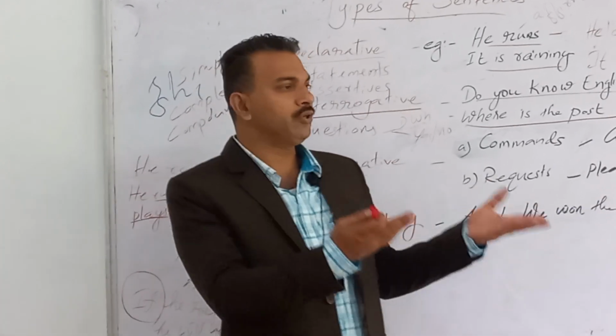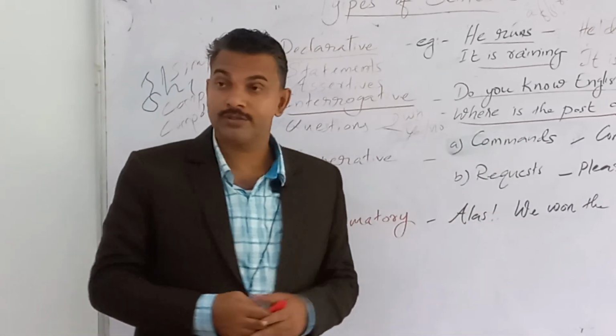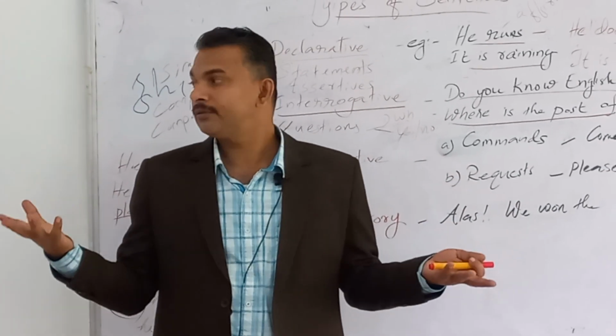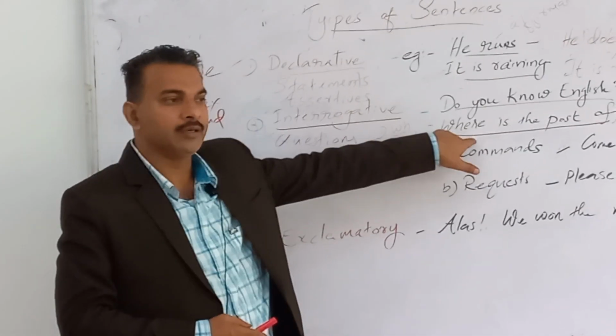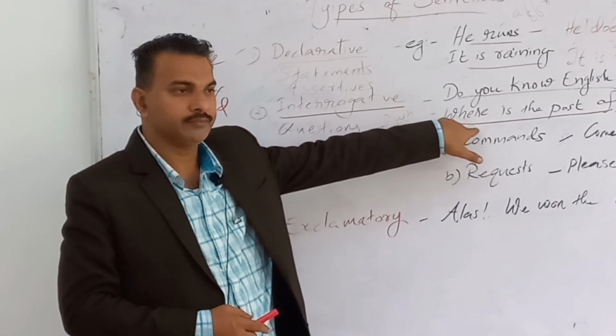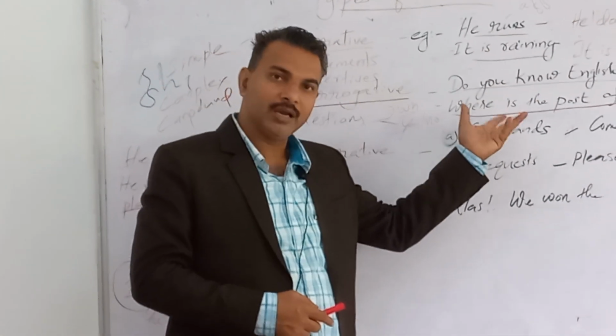For example, where is your classroom? Where is the post office? Where is your fan? Where is the duster? So these are WH questions. So the second type, interrogatives, you have two types, WH and yes or no.